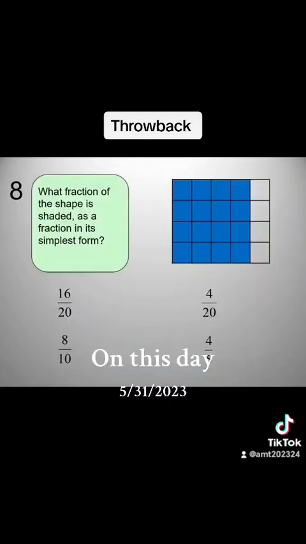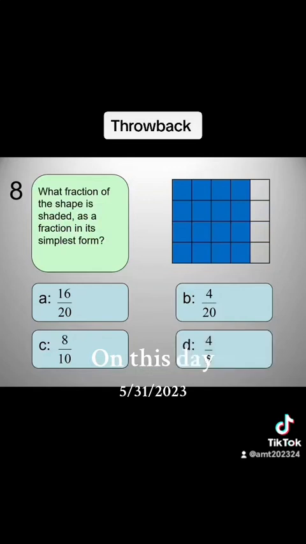Question number 8. What fraction of the shape is shaded as a fraction in its simplest form? Is it A, 16/20? B, 4/20? C, 8/10? D, 4/5? 1, 2, 3, 4, 5, 6, 7, 8, 9, 10, 11, 12, 13, 14, 15, 16. So it's 16 out of a total of 17, 18, 19, 20. So it's going to be 16/20.